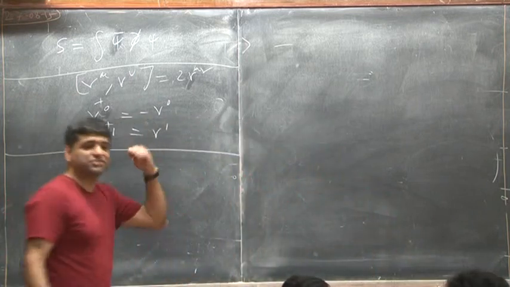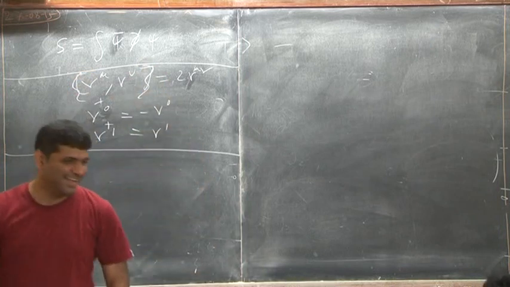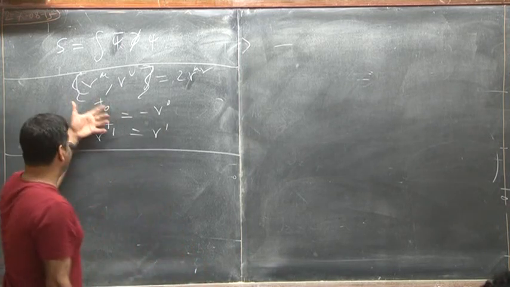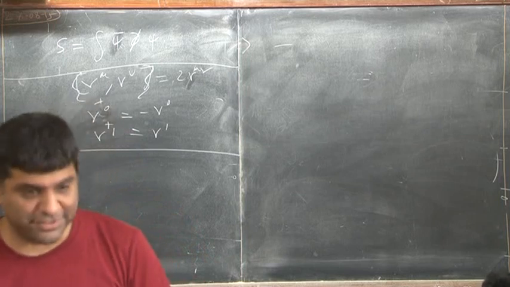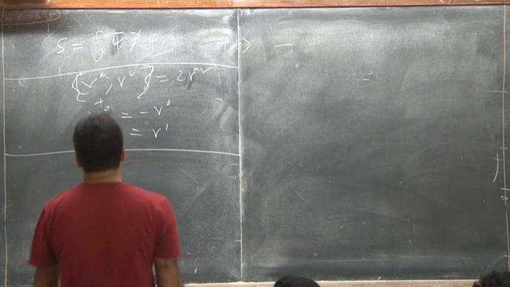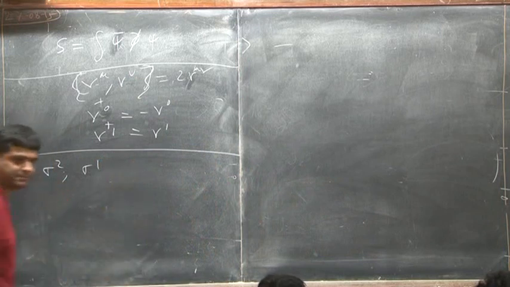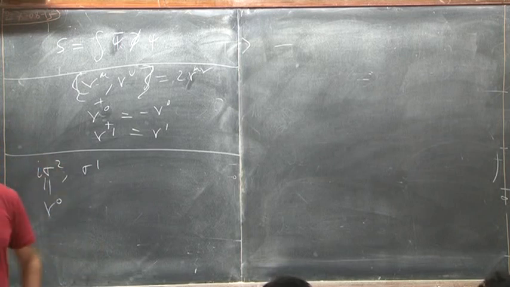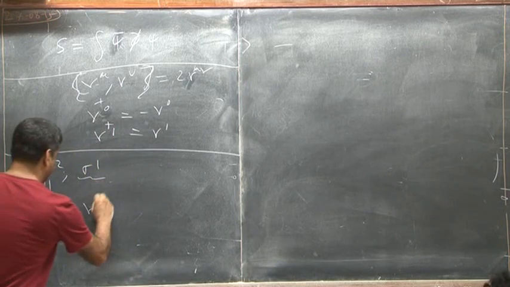Let's make an explicit choice. We know that the minimum dimension in which you have non-trivial representations of the algebra is 2 by 2 matrices. 2 by 2 matrices are sufficient because we have 3 Pauli matrices that obey the Clifford algebra, and we just have to choose 2 of these. Let's choose the 2 to be i sigma 2 and sigma 1. This one I will identify with gamma 0, and this one I will identify with gamma 1.